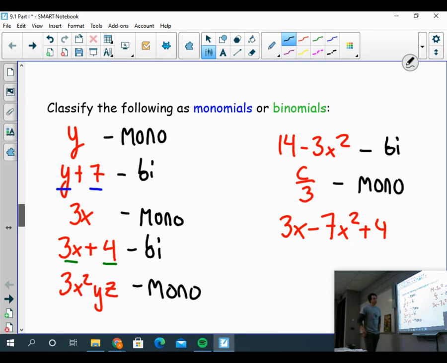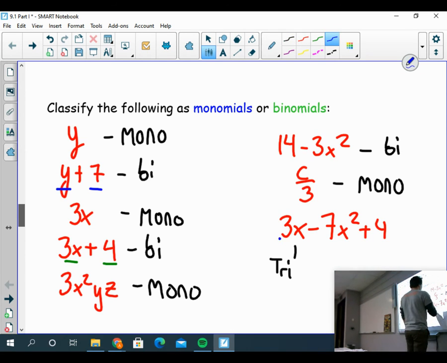And finally, 3x minus 7x squared plus 4, well, that's actually going to be a trinomial. I threw that one in there. A trinomial because there are 3 distinct terms. The 3x is separated from the 7x squared by the minus sign, and the 7x squared is separated from the 4 by a plus sign. This would be a trinomial.